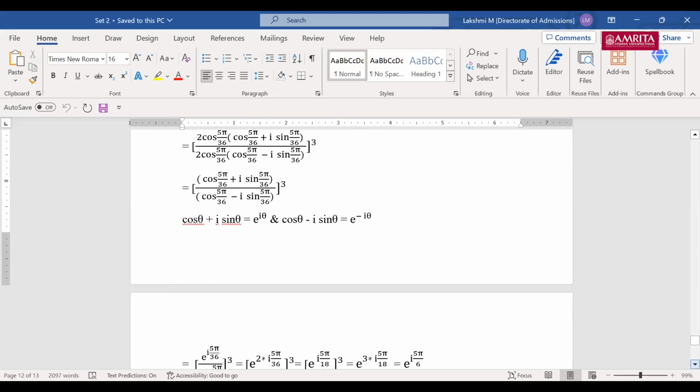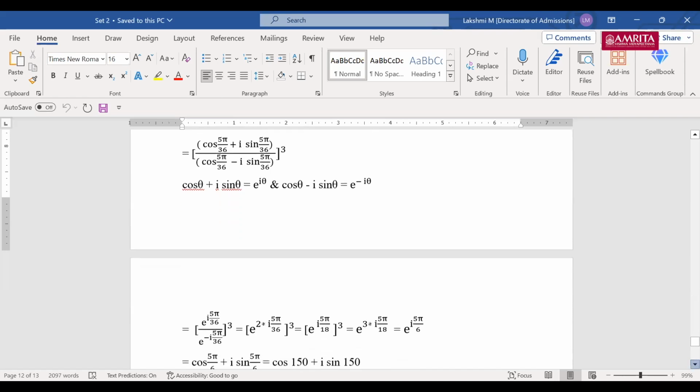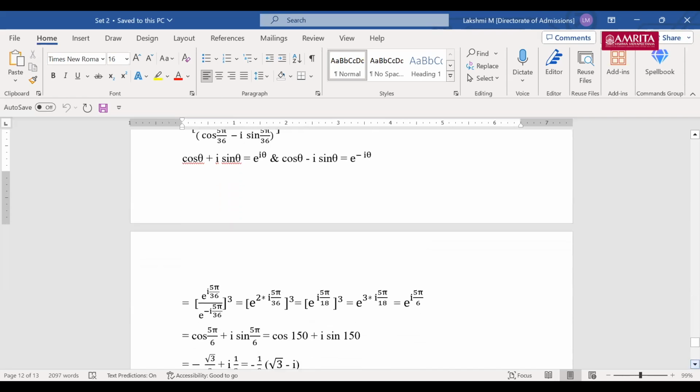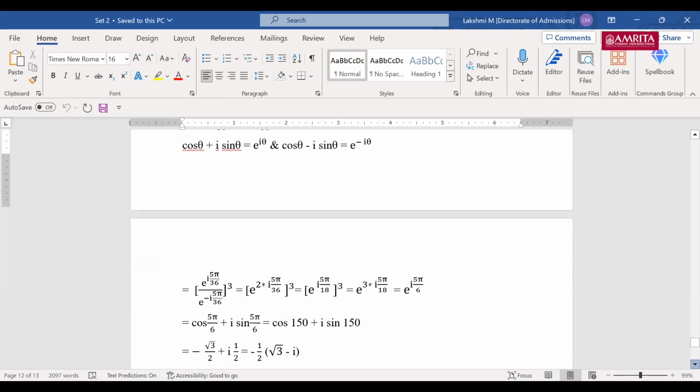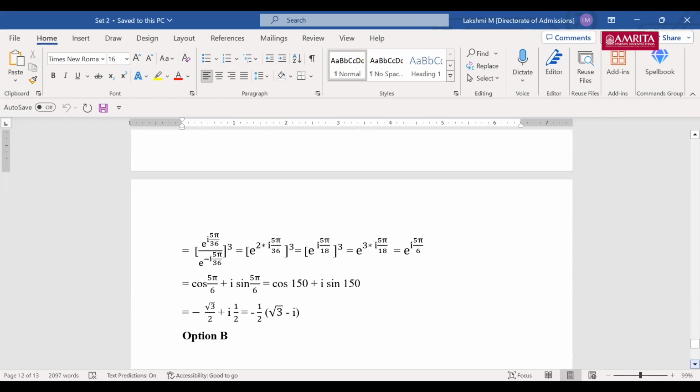So what your aim should be is to simplify it and reduce it. Whenever you approach questions of this type, your aim should be to reduce it. There will be some formulas that you can apply easily so that it will get reduced. So this will be e raised to i 5 pi by 36 by this one.